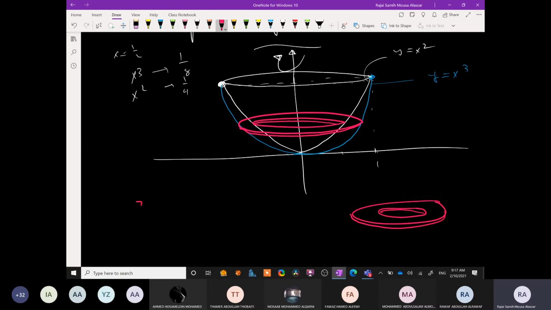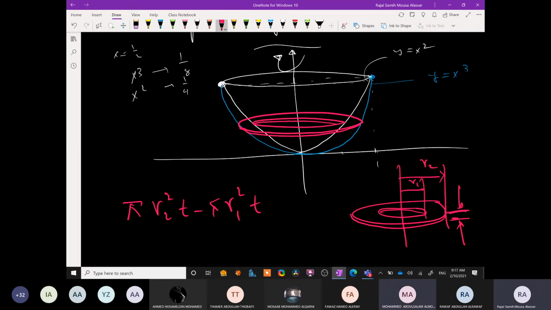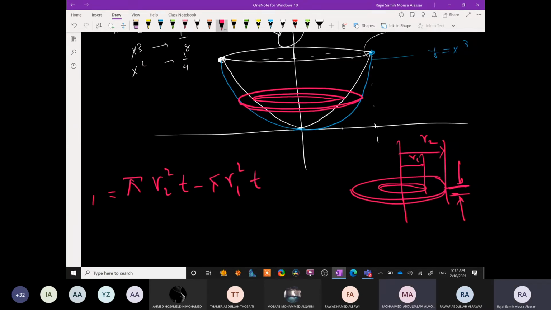Now for that, the volume is pi, and this is R2, isn't it? And this is R1, you agree? It's pi R2 squared multiplied by the thickness minus pi R1 squared times the thickness. And the thickness here is what, Ashwa? dy. dy, very good. So this is my small volume. So if I want to get the total volume, what do I do? Now I have to integrate.